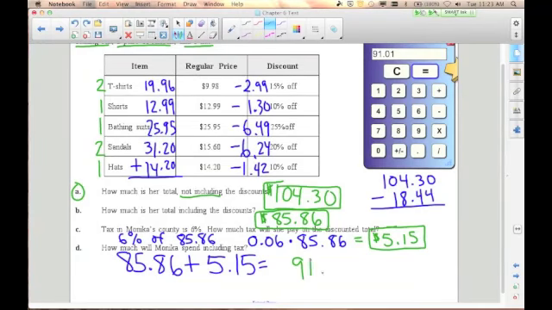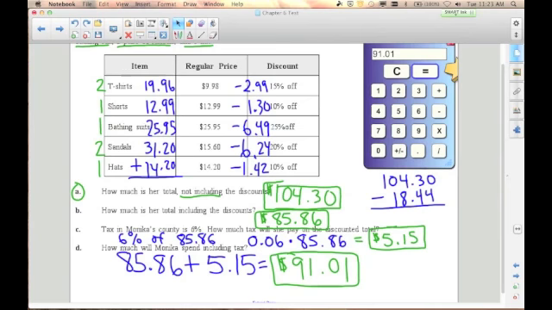2 sandals, and 1 hat. And it's going to be $91.01.